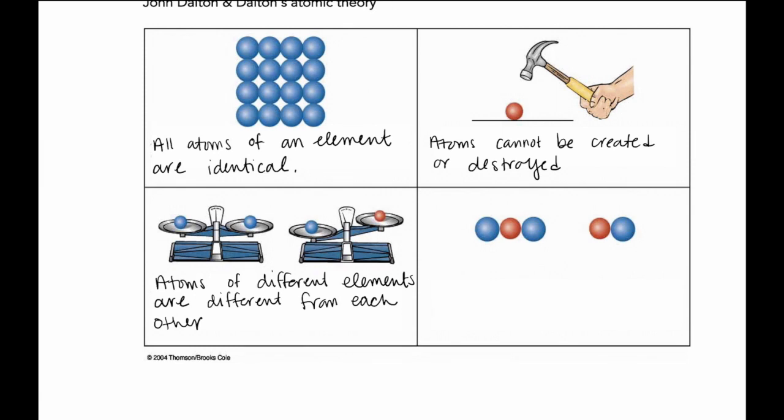Okay. All seems fairly simple at this point, right? And then the last box, the one if we move to the right again, compounds consist of atoms of two or more elements combined in small whole number ratios. This one's kind of long. Compounds, okay, consist of atoms of two or more elements.